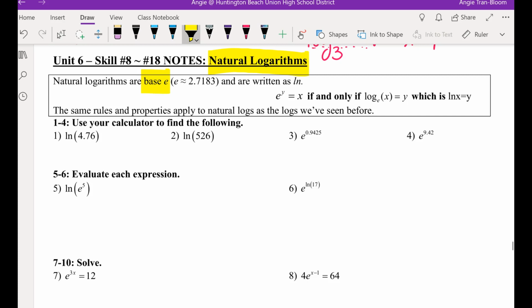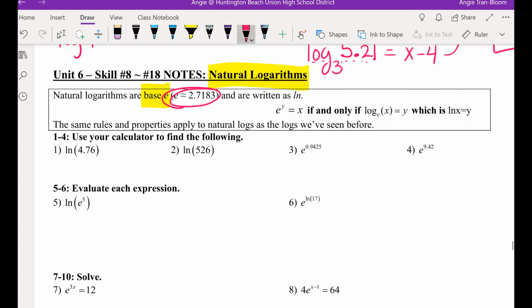It was e, because the bigger the number you punch in for n, and remember this value, that's why I said do not round. Did the value ever end? No. Did it ever repeat? No. A number that does not end and does not repeat is called what kind of number? An irrational number. So e is an irrational number.